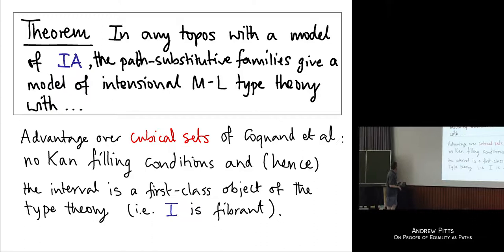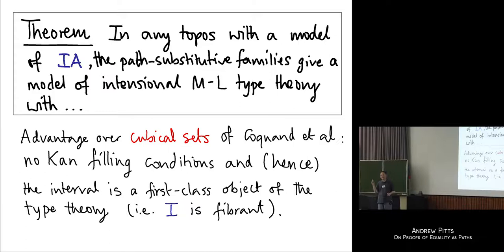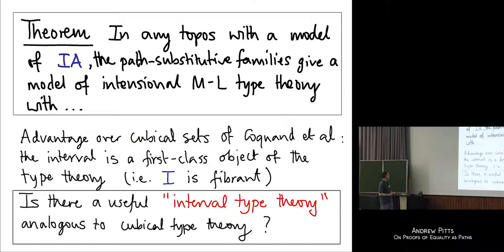One nice thing here is that there are no can-filling conditions to ever consider in our model, because the notion of fibrancy is just to do with this weak notion of composition of paths. It's nothing to do with can-filling at all. The other good thing is that any object is fibrant, so the trivial family over the terminal object has that transportational structure trivially. In particular, the interval is a first-class object in this type theory, which is not the case in cubical sets. The intervals are implicit, they're pre-types, as it were. So what we hope is that there's a nice interval type theory in the same way that there's cubical type theory, but it might be a little bit simpler because it is just a version of Martin-Löf type theory with a particular distinguished object called the interval.